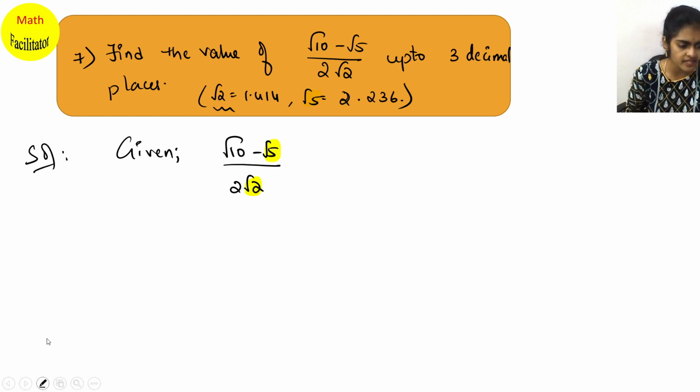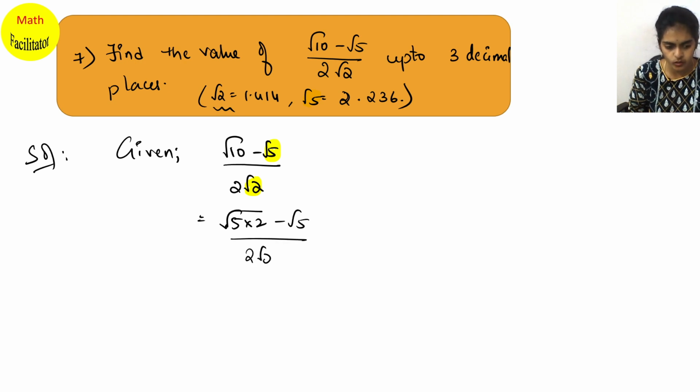So root 10, how can we split, beta? So just see here, root 10 can I write as root over 5 2 is a 10, right? Minus root 5 divided by 2 root 2. But root over AB, I have been repeatedly telling you, it is nothing but root A into root B. So this is root 5 into root 2 minus root 5 divided by 2 root 2.